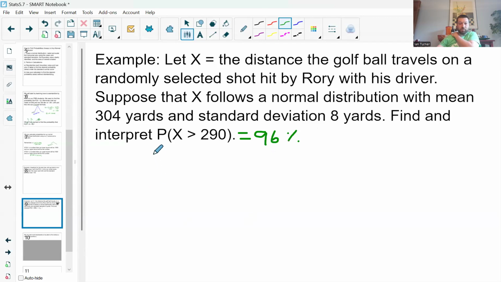Okay, let's do another one where we find an in-between. So let's say, what's the probability his drive is between 300 and 310 yards? How about that? So let's say, what's the probability he's in between 300 and 310? So go back to the calc.